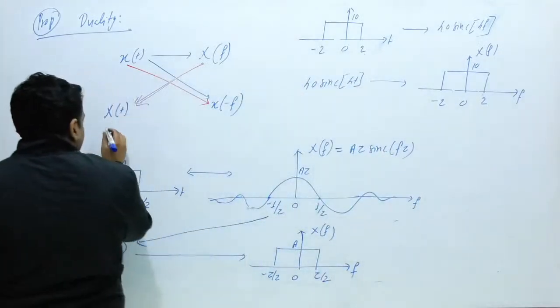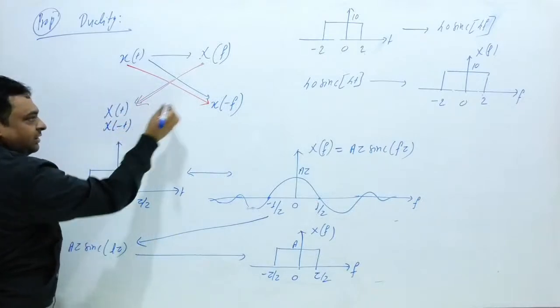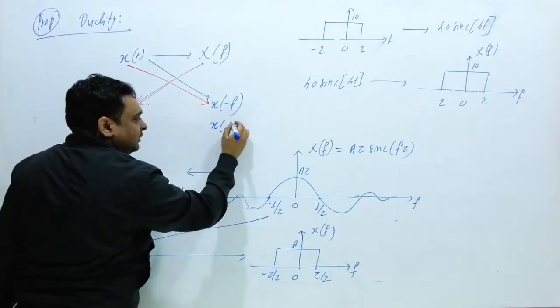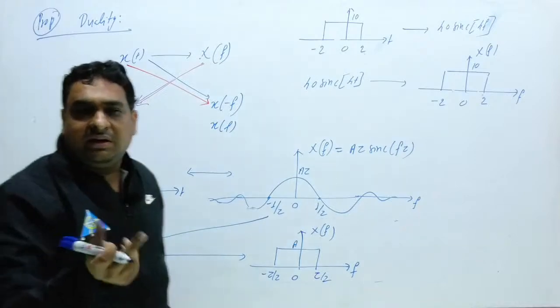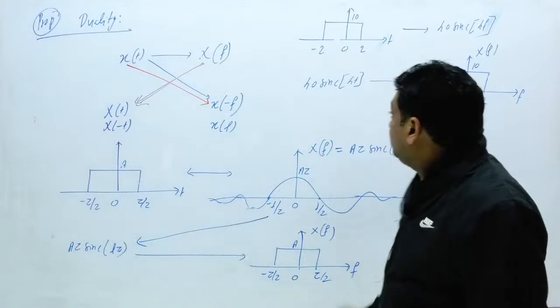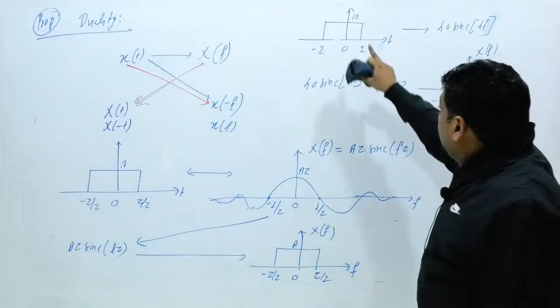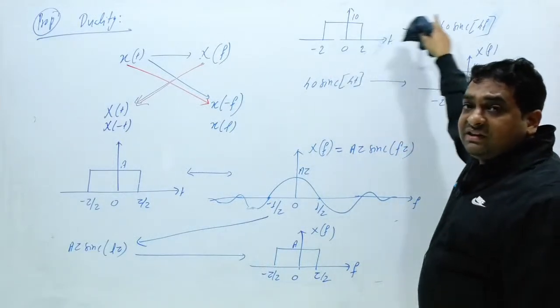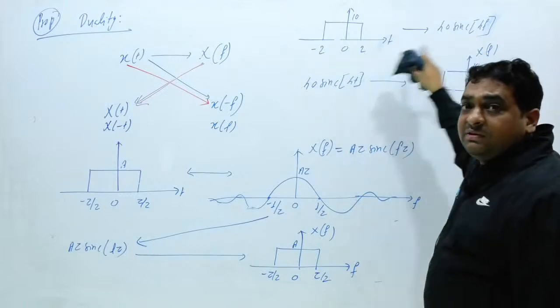You can also write in this way. This is x of minus t, and this will be x of... Any side signal will be reverted. Clear this thing? Any side signal will be reverted. So just you should be clear: this pulse's Fourier transform is sinc, and sinc's Fourier transform is pulse.